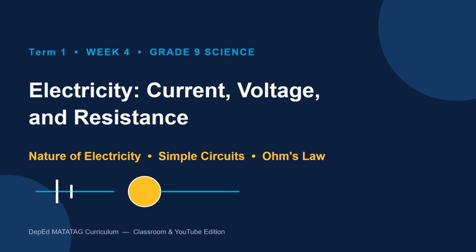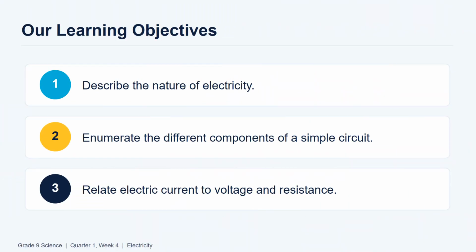Let's get started. Before we dive in, let's look at what we're aiming to learn today. First, we will describe the nature of electricity, what it actually is at its most basic level. Second, we will enumerate the different components, or parts, of a simple circuit. And third, we will relate electric current to voltage and resistance. Keep these three goals in mind as we go along. By the end of this lesson, you should be able to check off all three.